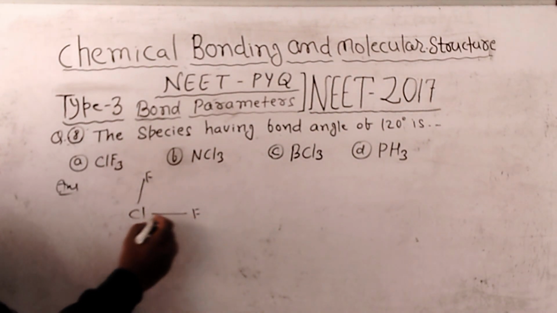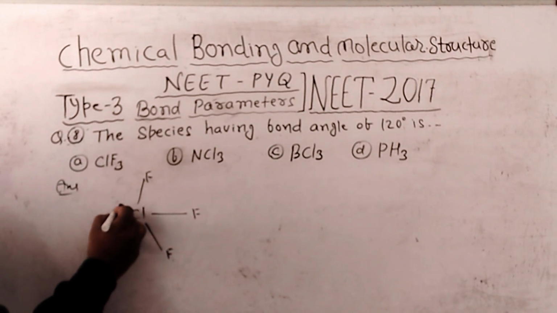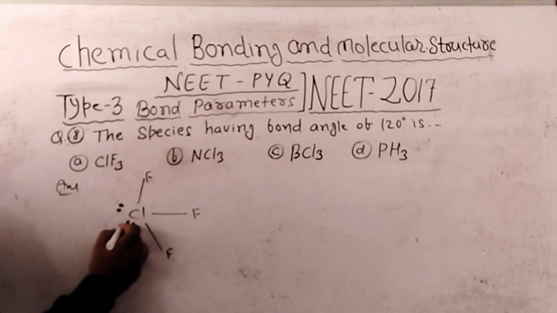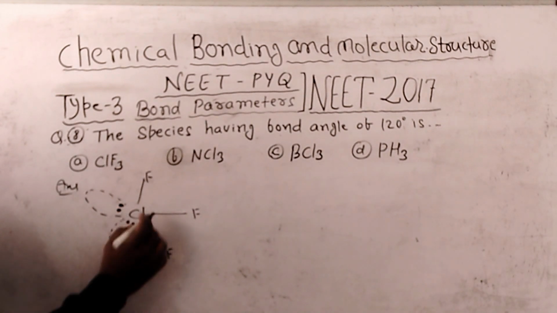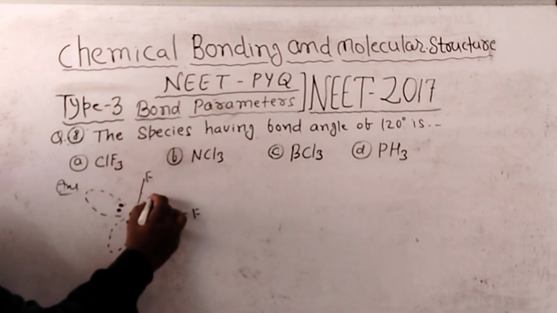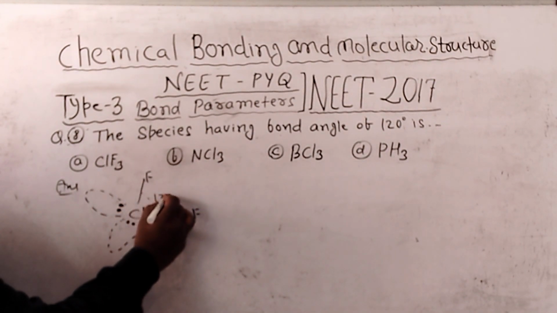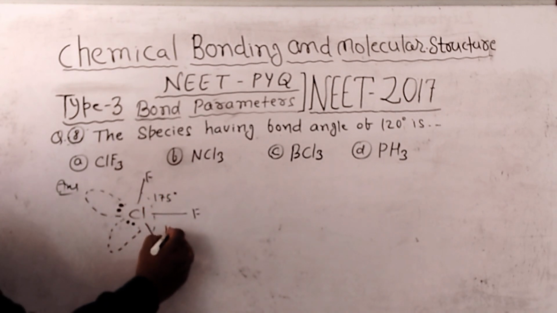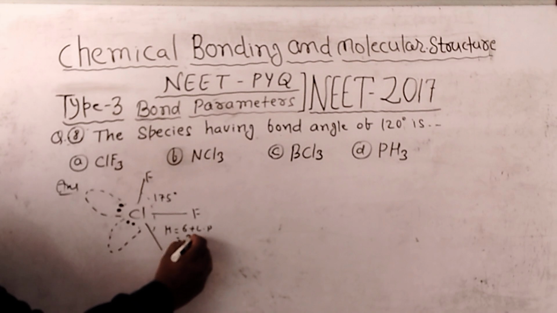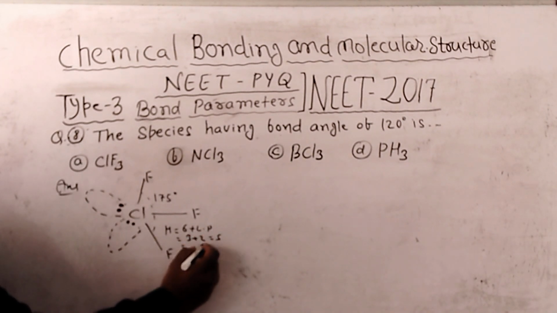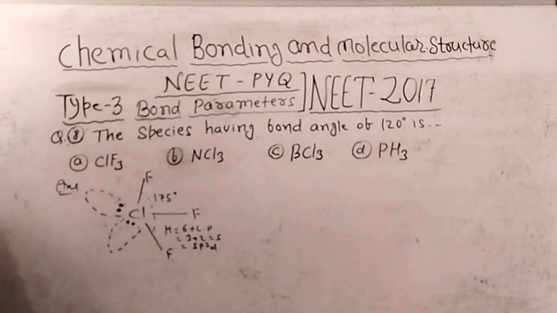This is the structure of ClF3. This is a lone pair of electrons, and here the bond angle is 175 degree. Hybridization is sigma plus LP. Sigma is 3, LP is 2, so 5. So sp3d hybridization is here.